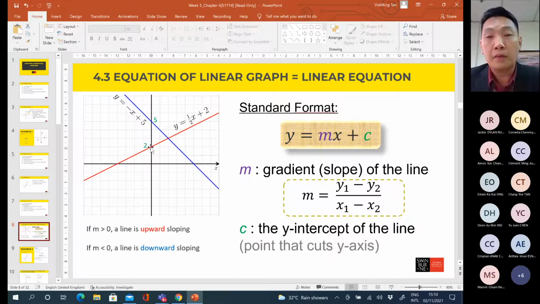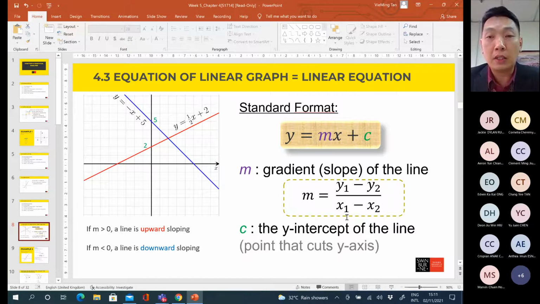Now, how to calculate the m value, the slope? We need at least 2 points in order to get the m value, 2 coordinates, which are x1, x2, and also y1, y2. The formula to calculate the m value is y1 minus y2 divided by x1 minus x2. Let's use this formula to calculate the gradient for some equations.